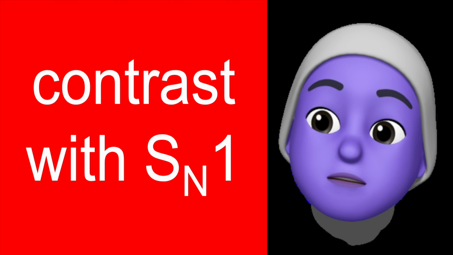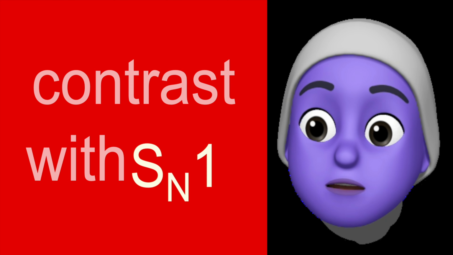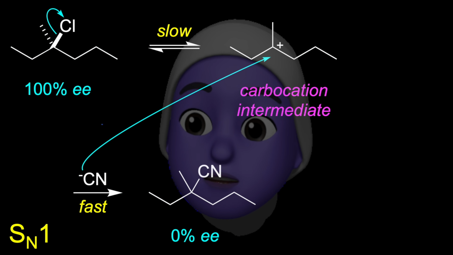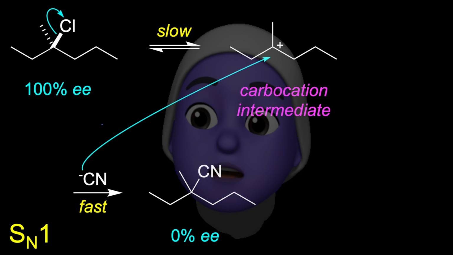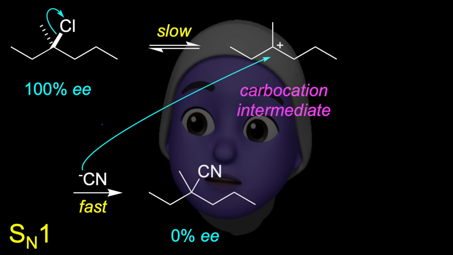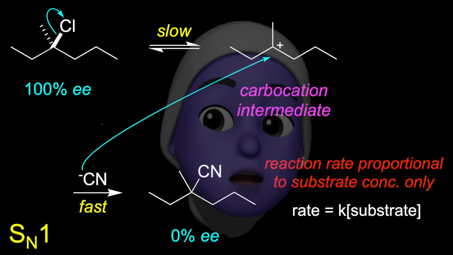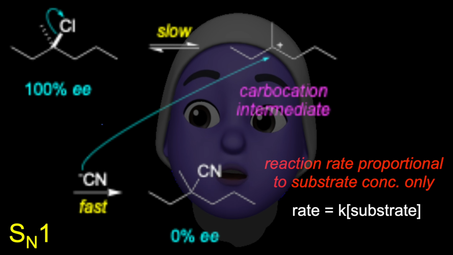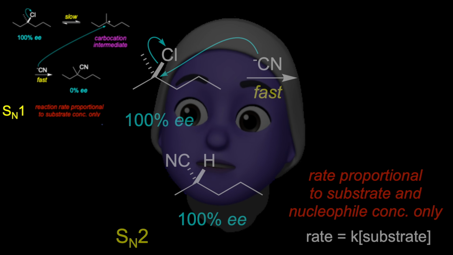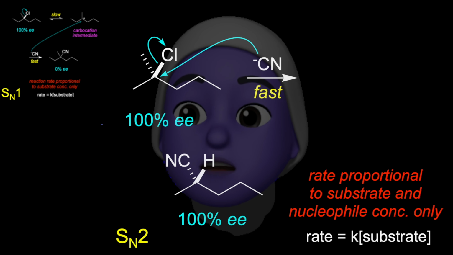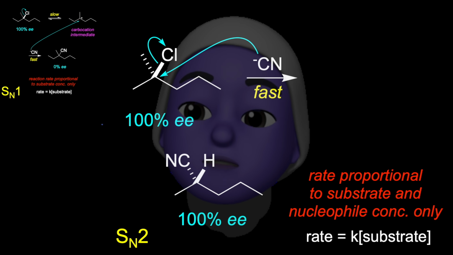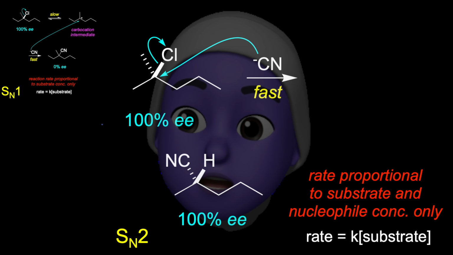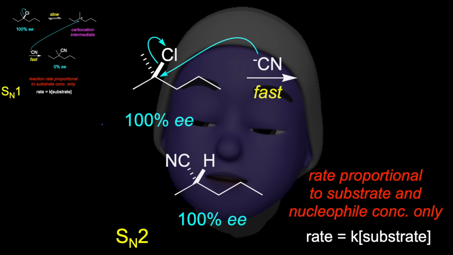Now let's stack it up side by side with SN1. SN1 has two steps. The first is rate limiting, a carbocation intermediate, and the rate is proportional to only the substrate concentration. It is unimolecular. SN2 proceeds in one fast step, where the rate is proportional to the substrate and nucleophile concentrations. It is bimolecular.